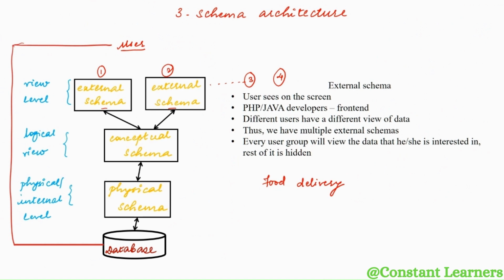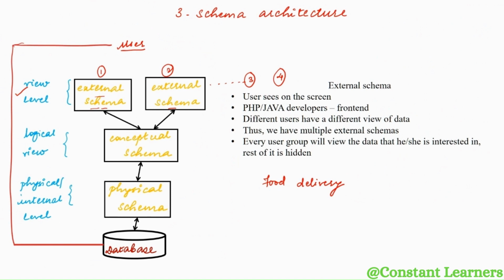So the first level or first schema is the external schema, which is nothing but the view level. It is also known as view level, right? And this view is different for different groups of people, and only the data that the user is interested in will be made available to him.